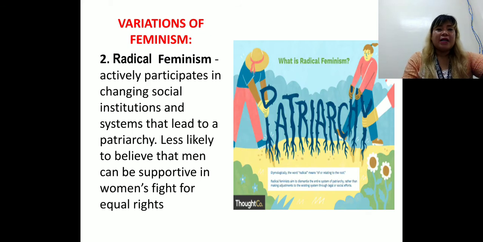Next is radical feminism. It actively participates in changing social institutions and systems that lead to patriarchy. So, as I explained earlier, patriarchy is a system of society or government in which men hold the power and women are largely excluded from it. So, women want to remove patriarchy. With that, it is less likely to believe that men can be supportive in women's fight for equal rights in the concept of radical feminism.